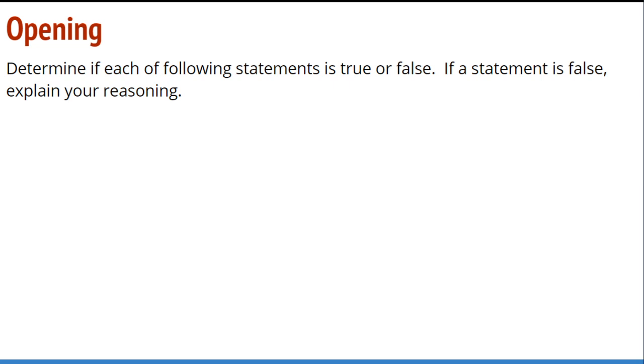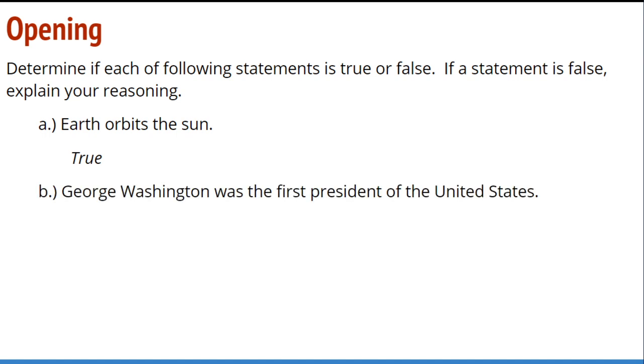So we're going to run through a set of statements, and we are going to decide if they are true or false. If a statement is false, we need to explain our reasoning. Why is it false? First, the Earth orbits the Sun. This is a true statement, so I don't need to do any explaining of my reasoning, although if we wanted to, we can have a big long discussion about all of the evidence that has been presented to support this statement. George Washington was the first president of the United States.